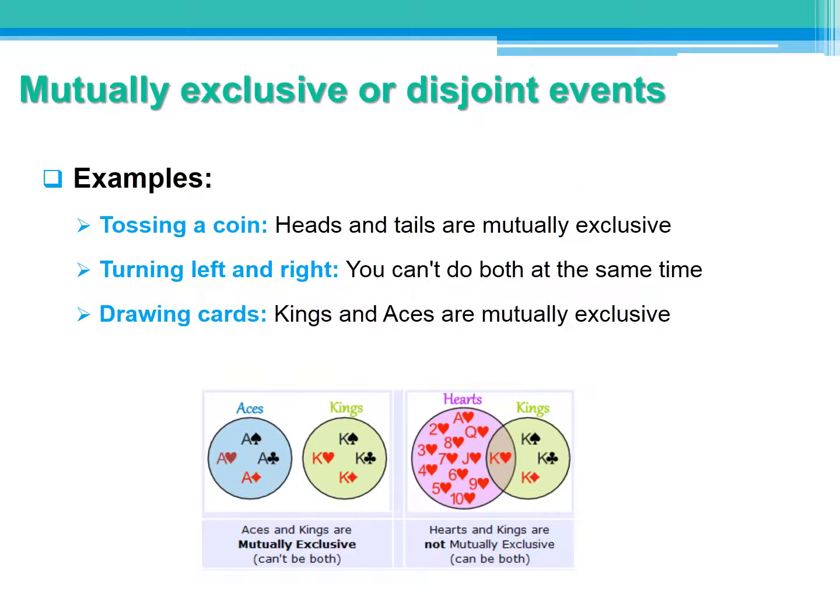Here are a few examples of mutually exclusive or disjoint sets. First of all, I'm tossing a coin. Heads and tails are mutually exclusive because they can't happen at the same time. Then turning left or right. You can try, but you can't do both at the same time. Then drawing cards. If you look at kings and aces in a pack of playing cards, then aces and kings will be mutually exclusive because they have no outcomes in common, but hearts and kings won't be mutually exclusive, for instance, because you can get a king of hearts. So that card is both part of hearts and of kings.